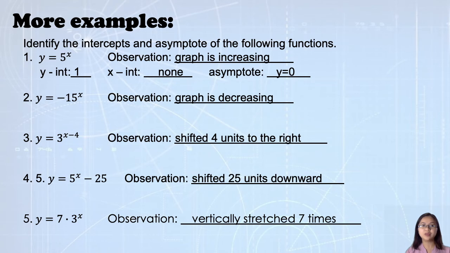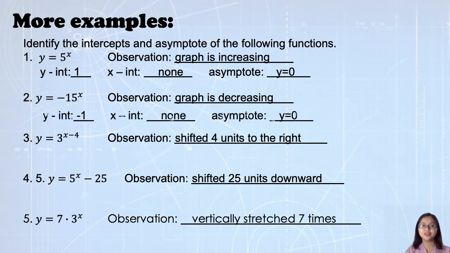Next, number 2. We've got y is equal to negative 1 times 5 to the x. Yes, we have the form. We have our numerical coefficient negative 1 for the base. So we factor it out. We have y-intercept is equal to negative 1, x-intercept is equal to none, and the asymptote is y is equal to 0.